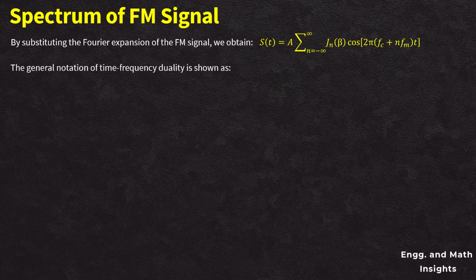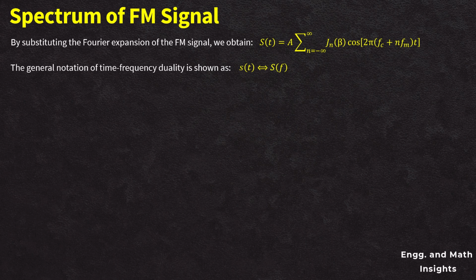The general notation of the time frequency duality is shown as s(t) transformed to the frequency domain as S(f). Here, s(t) is the signal in the time domain, S(f) is the corresponding spectrum in the frequency domain, and this is the standard representation when transitioning between the domains.